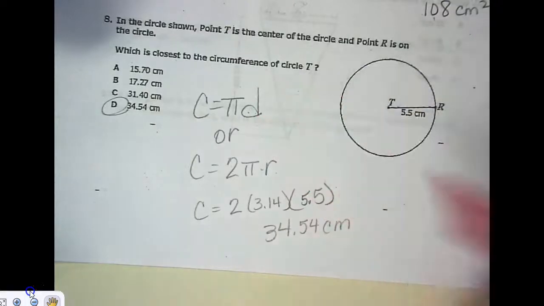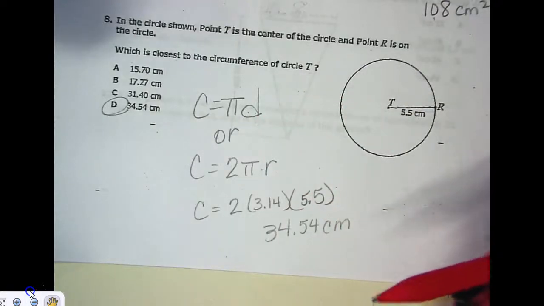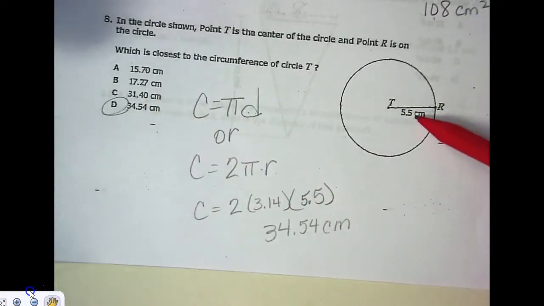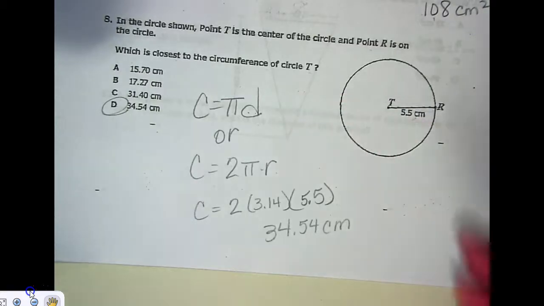So what did you make your diameter? 11. Because 5.5 times 2 is 11. Okay? All right. We're getting there.